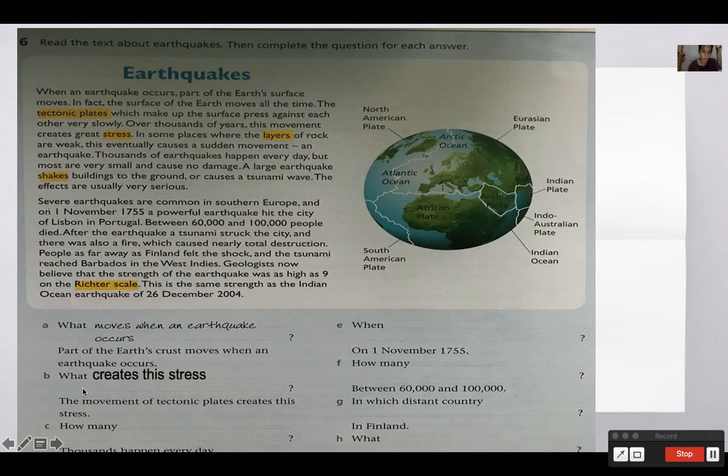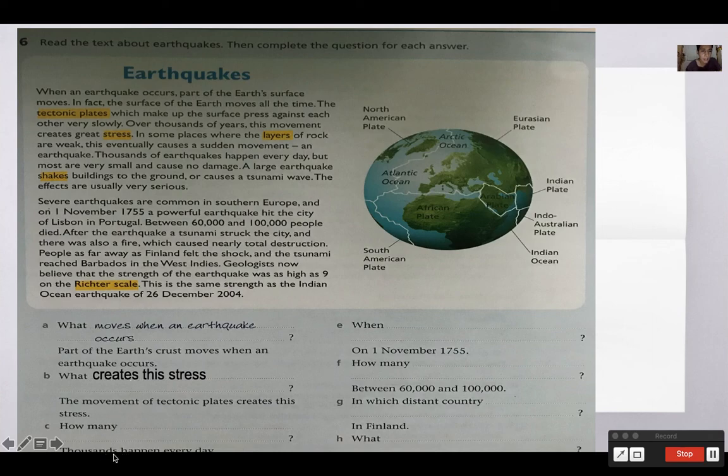What creates this stress? So you have to read the text about earthquakes. Then complete the question for each answer, okay? They are giving the answer over here, so you have to write a question for that answer. What creates this stress? The movement of a tectonic plate creates this stress. Okay, this is the answer, so you have to create a question.